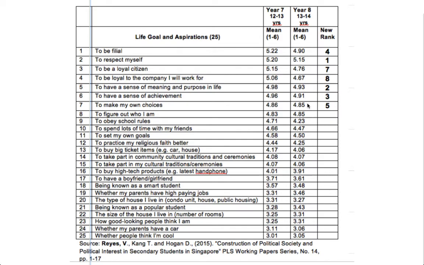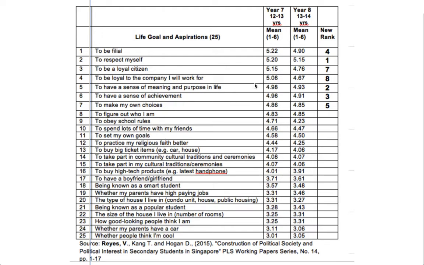So in year 7, what these 30,000 or so students identified as their life goals and aspirations are, well, top one would be to be filial. Filio is taken from the Greek word child. So to be filial means to be an obedient child. That's number 1. To respect myself was number 2. To be a loyal citizen was number 3. To be loyal to the company I will work for was number 4. To have a sense of meaning and purpose in life, number 5, and all the way down.